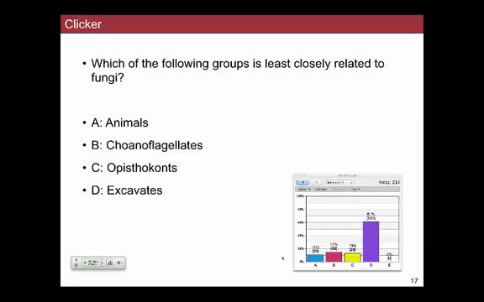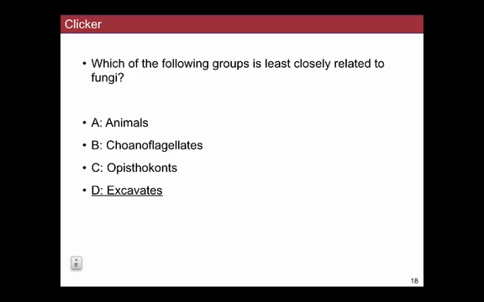All right, that D, which 61% got, is the correct answer. As you will see in a minute, actually I'll just go ahead to it now. The fungi are in this last one of the clades that we just briefly touched on but didn't really talk about in detail. That includes animals, choanoflagellates, and that clade is called the Opisthokonts. And the excavates are one of the other major clades of eukaryotes that they're not closely related to.